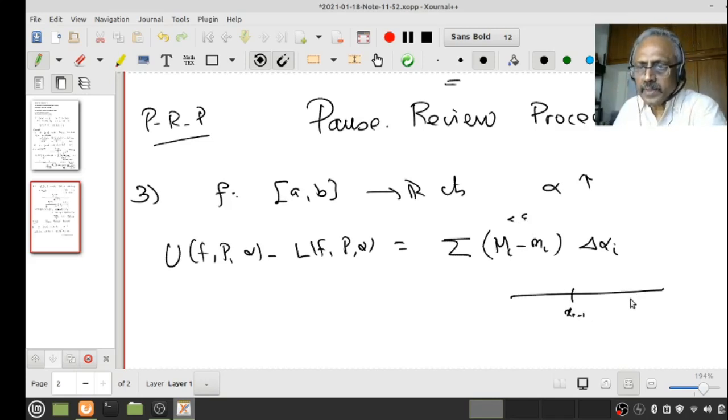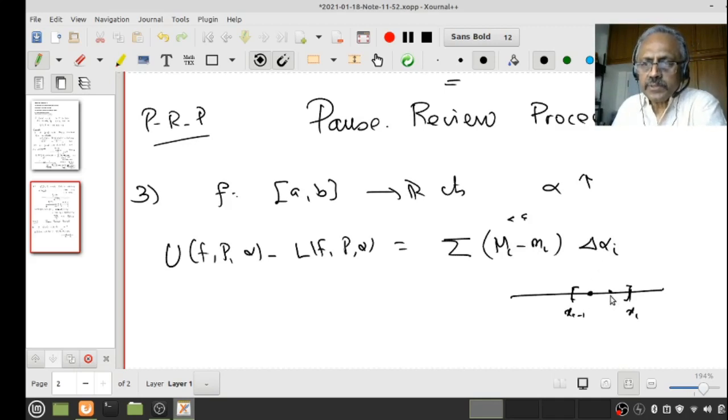I have x(i-1) and xi. Remember, this is a closed and bounded interval. Therefore this is a continuous function, so it attains its maximum, capital Mi, and a minimum, small mi. You understand? And I want the distance to be less than something like epsilon, or epsilon by something to do with alpha(b) minus alpha(a) or whatever. So how do you think I can do that?